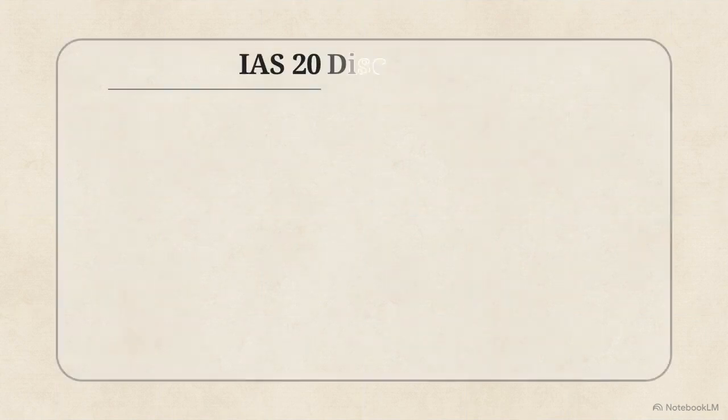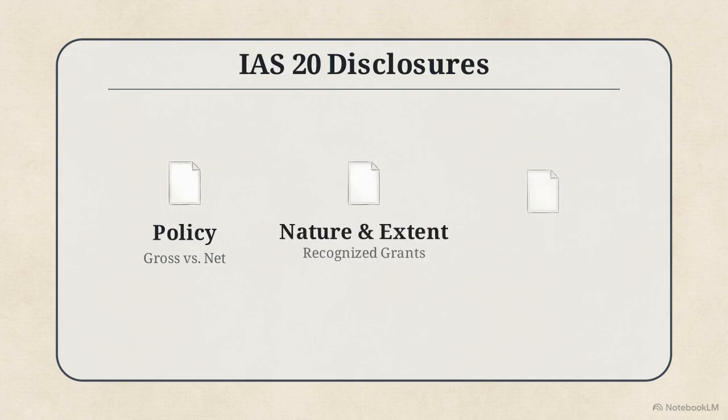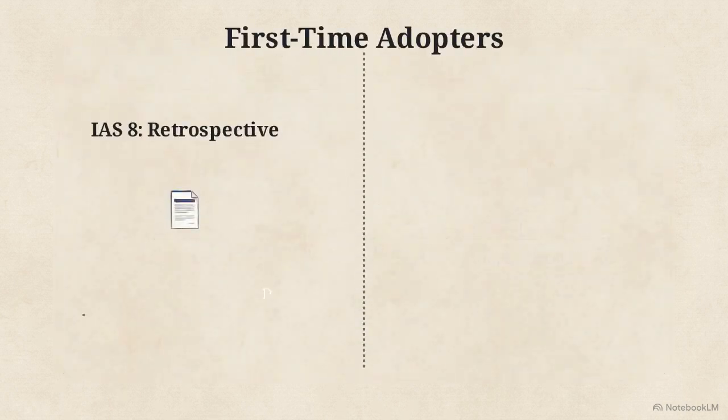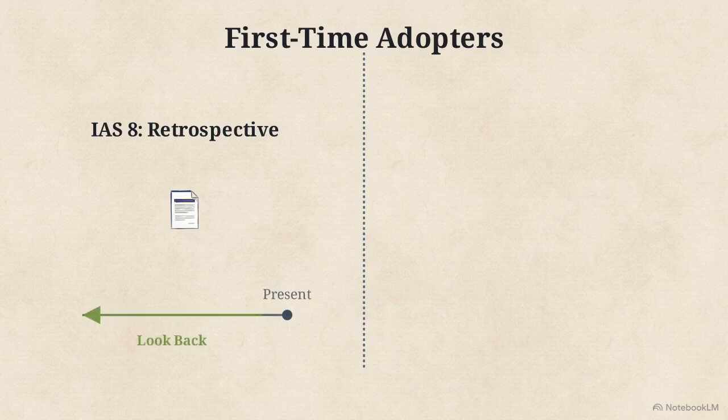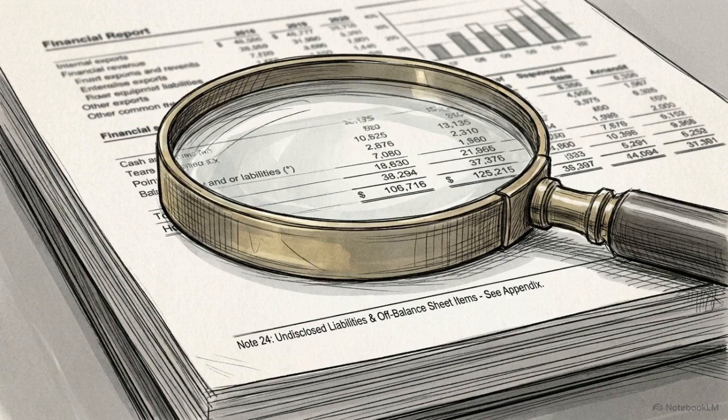To maintain transparency, IAS 20 requires specific disclosures. Entities must detail their adopted accounting policies, their presentation methods, and the exact nature and extent of the grants recognized in their statements. First-time adopters of the standard are required to adjust their financial statements, either by a complete change in accounting policy under IAS 8 or by applying the standard prospectively to new grants. Financial transparency under IAS 20 requires reconciling the figures on the primary statements with the unfulfilled conditions and qualitative assistance described in the footnotes.